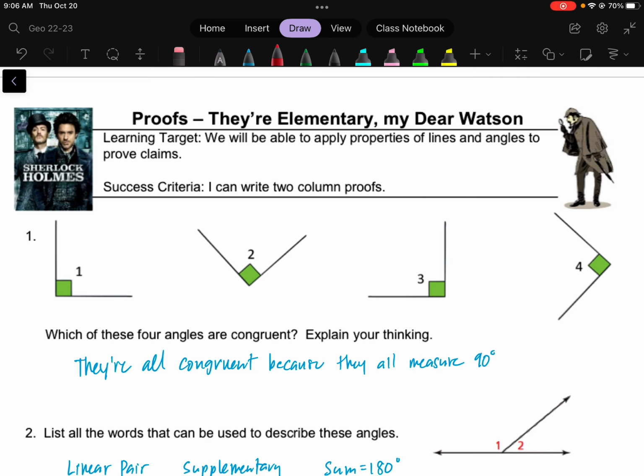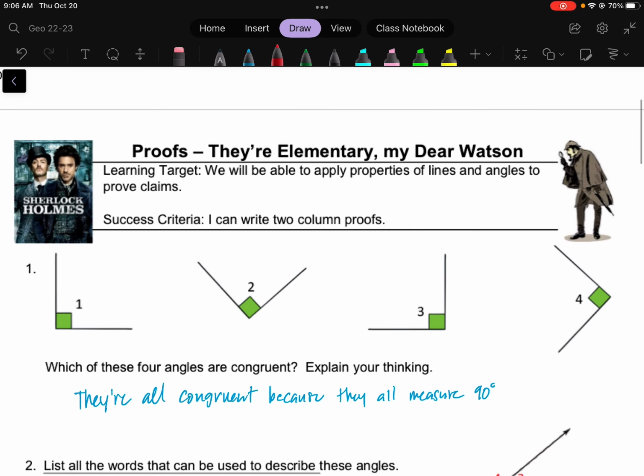All right. So let's look at some properties about angles. All these questions have to do with angles. Question number 1, which of the 4 angles are congruent? Explain your thinking. Well, I see that all of these angles have that green square in the corner, which implies that these are all right angles. And we know that right angles have a 90-degree measure. If we took a protractor to each of those angles, it would always measure 90 degrees. So since all these angles have the same 90-degree measure, they have to be congruent. That's the definition of congruence, having the same measure.